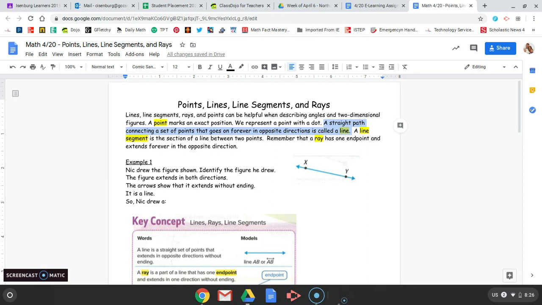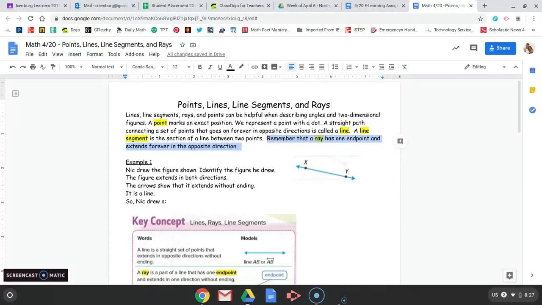That makes it different than, I'm going to kind of skip down, that makes it different than a ray, because remember, a ray stretches forever and ever, but only in one direction, because that ray has an end point at the back, and then it extends in the opposite direction. It has that arrow on the other side. Okay, so lines can go in both directions forever and ever, but a ray can only stretch in one direction forever and ever.